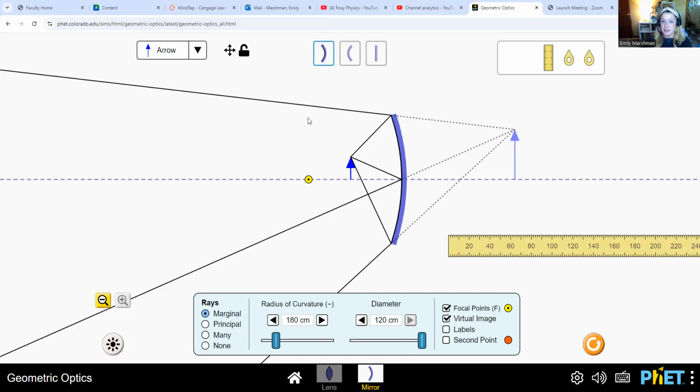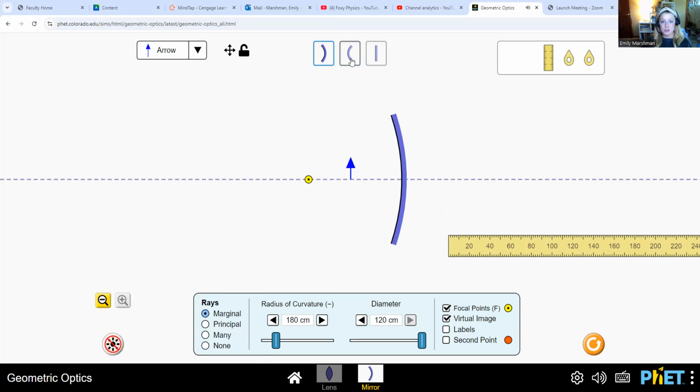So those are two examples for a concave mirror. A concave mirror can produce both real images and virtual images. Let's change it up and switch it to a convex mirror. Convex mirrors are mirrors on which the shiny reflective side is on the outside of the sphere. So the shiny side is over here.